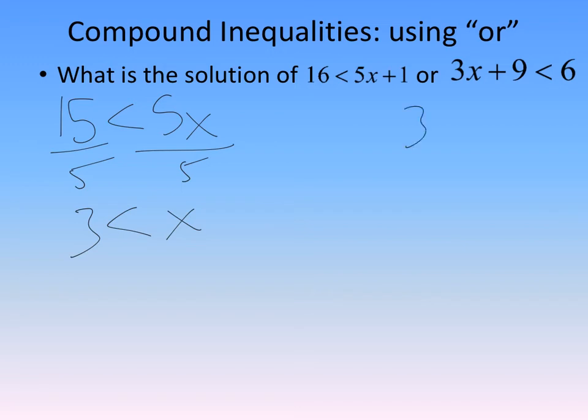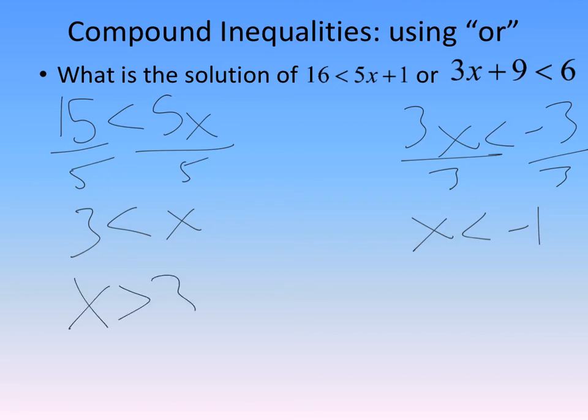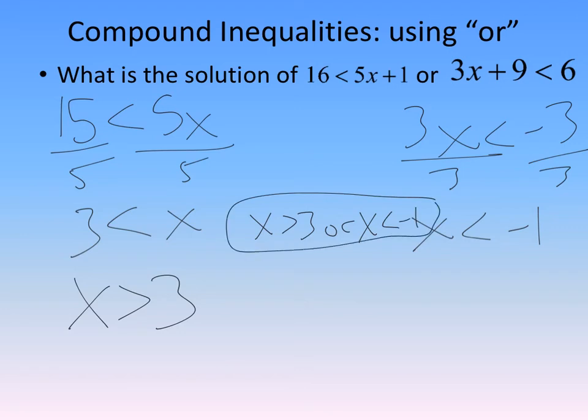I'm going to have 3x is less than negative 3. So I subtracted that 9. Divide by 3. And I get x is less than negative 1. So I have x is greater than 3 or x is less than negative 1. I'm going to flip this one over here around so that way the x is on the left. Okay, so I have x is greater than 3 or x is less than negative 1. There's my answer.